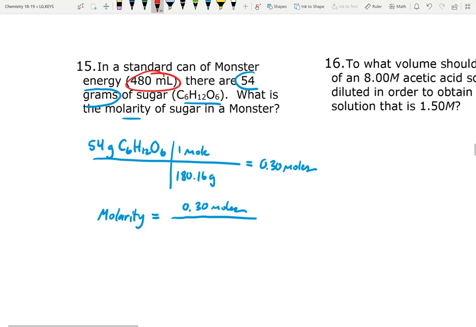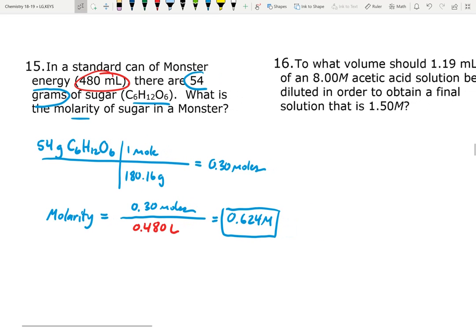Well, we need that in liters. Remember, to get the liters, we move the decimal 3 places to the left. So 0.480 liters in that solution. And then we divide that out, and we get a molarity of 0.624 moles per liter. That's our concentration then for our Monster Energy drink. That is a lot of sugar. Okay.